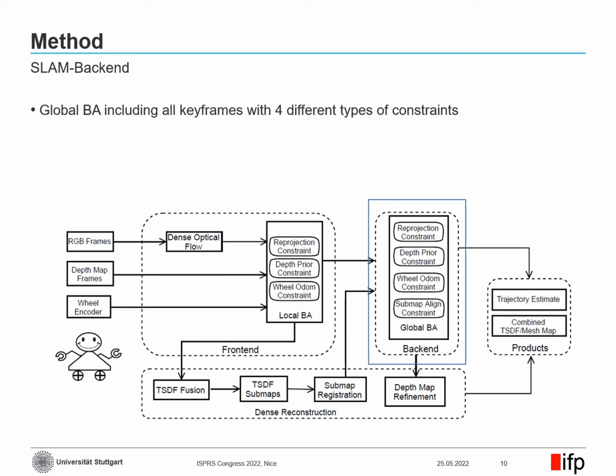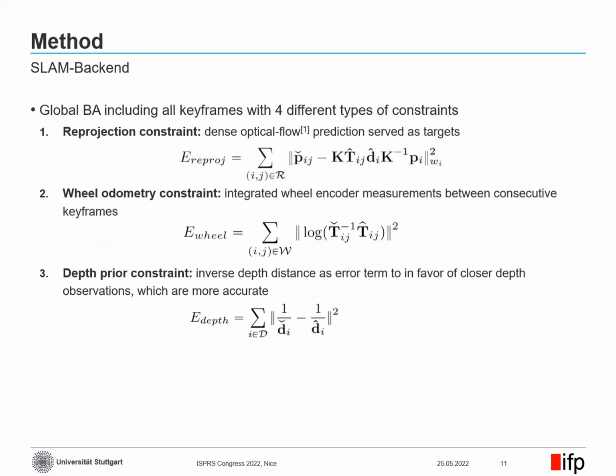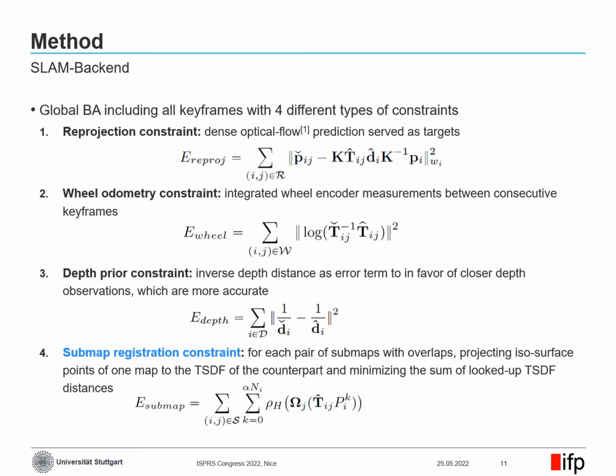The third submodule of our system is the SLAM backend. It performs global bundle adjustment, which includes all keyframes with 4 different types of constraints. While the first 3 constraints are the same as the front end, the additional constraint is the submap registration constraint. It's computed for each pair of submaps with overlaps. The error terms are computed by projecting isosurface points of one map to the TSDF of the other map, and minimizing the sum of looked-up TSDF distances.